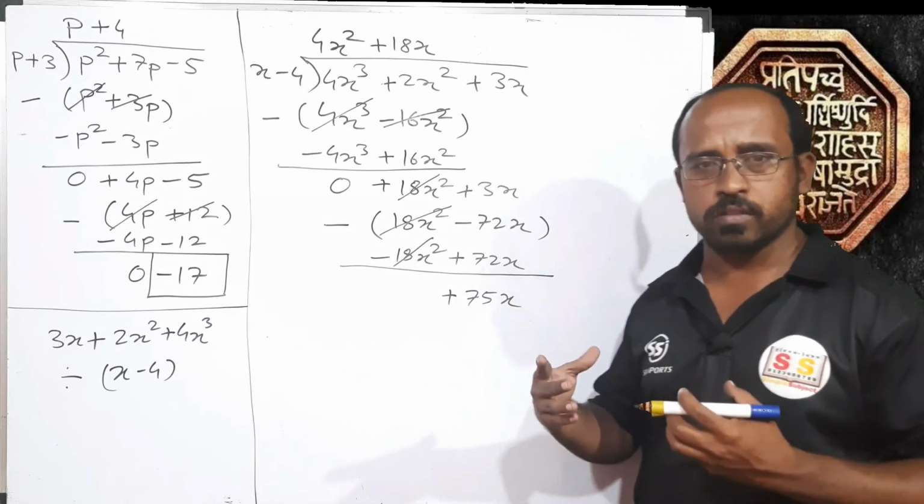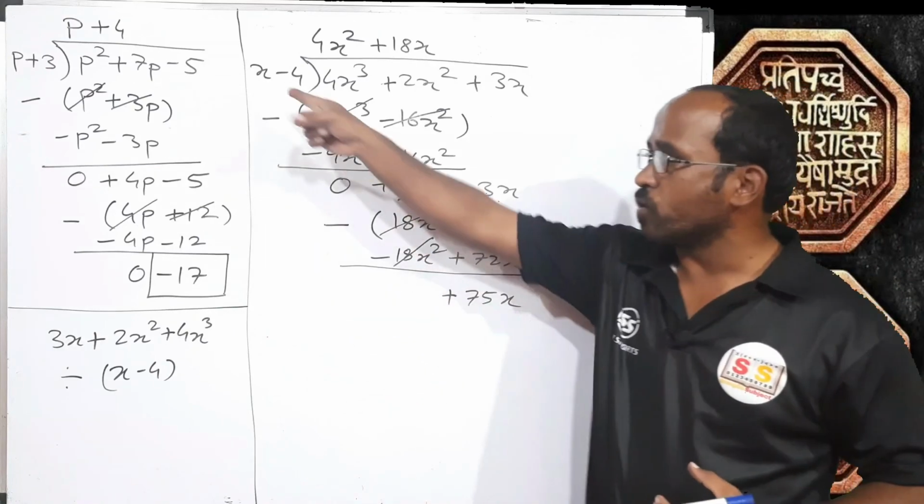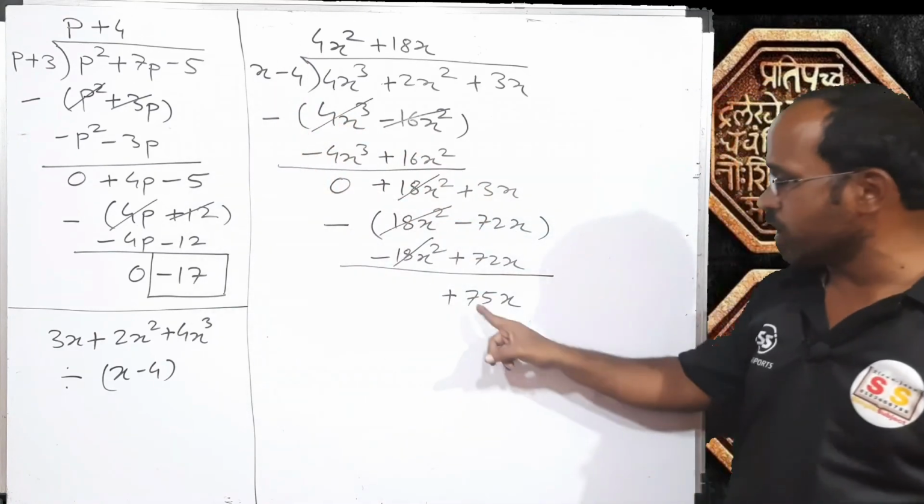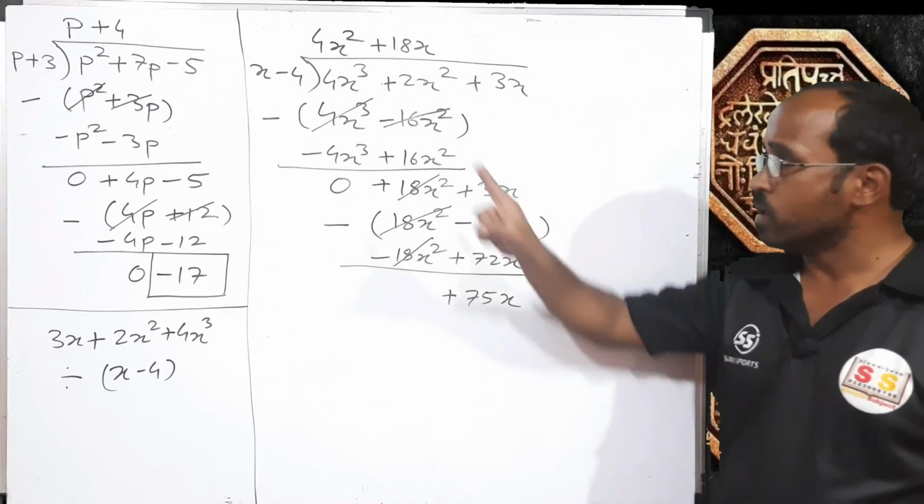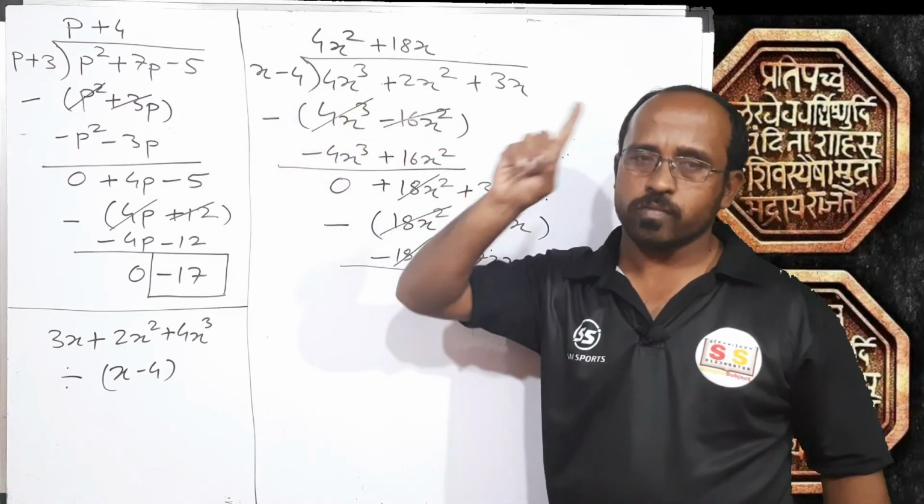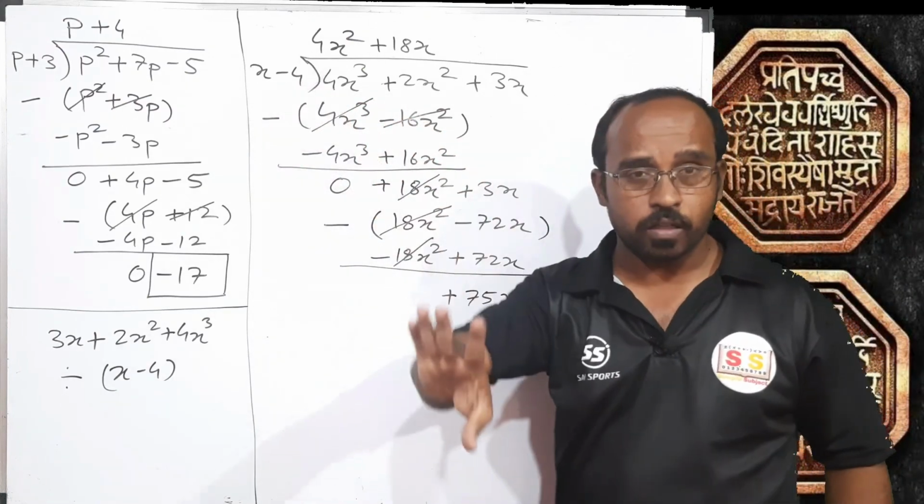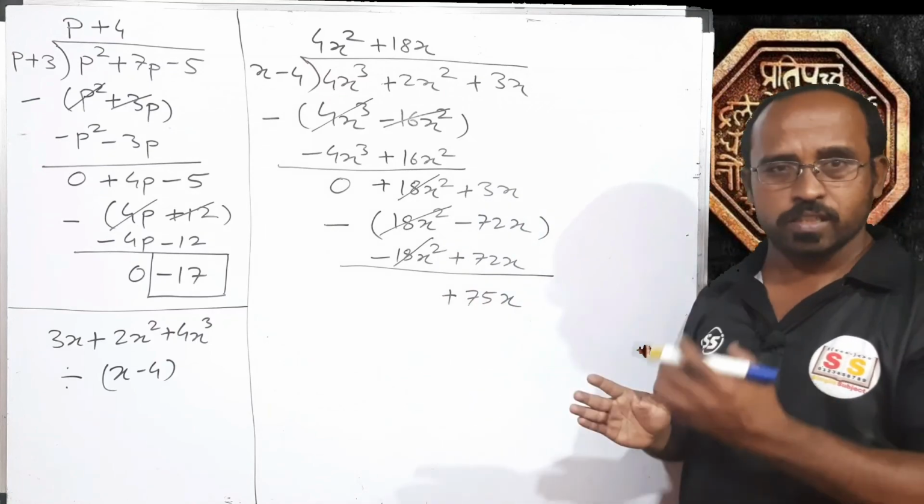Again, now what we have to do? Continue the same process if degree of this is greater than or equal to degree of this. So what is the degree of 75x? 1. What is the degree of x minus 4? 1. So degrees are same, means division is possible.